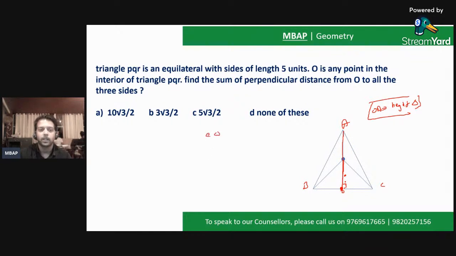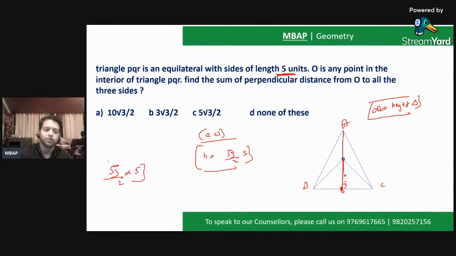It's an equilateral triangle. So the height of an equilateral triangle will be given by root 3 by 2 into the side. What is the side which is being given to you of this triangle? It is being given to you as 5. So the answer for this smart question would have been root 3 by 2 into 5, which is 5 root 3 by 2. And smartly we will mark option number C to be the final answer.